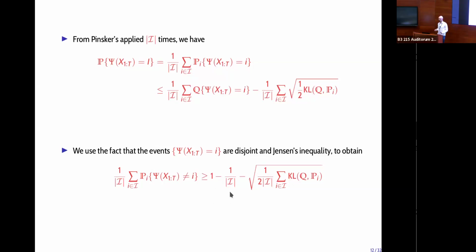This is our key inequality. This says that the probability that the detector will make a mistake is at least 1 minus 1 over the number of probability functions in your family minus this KL divergence term. And this holds for any Q. You can choose the Q, you can choose the P_i. You have a lot of freedom here.